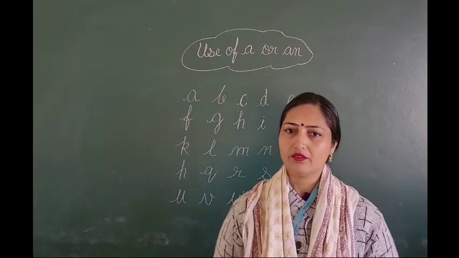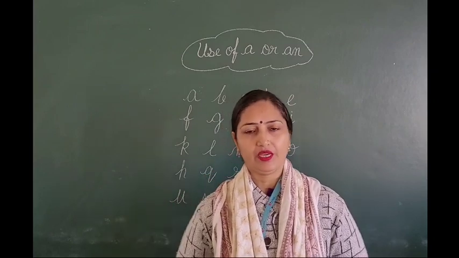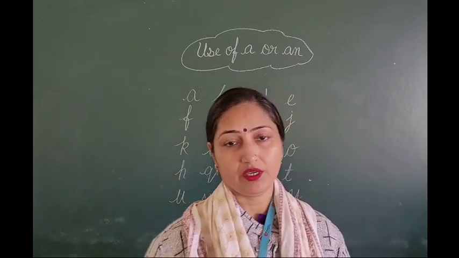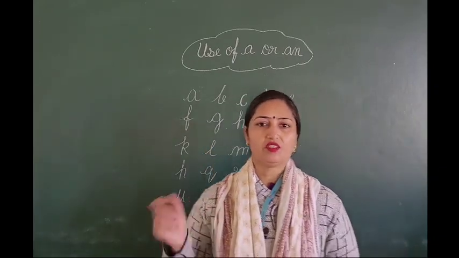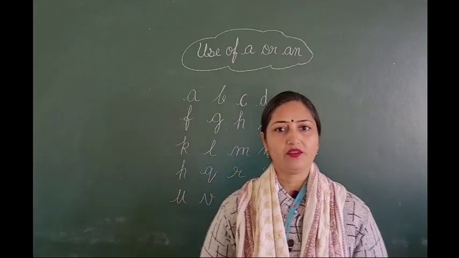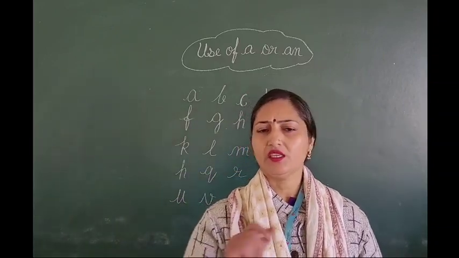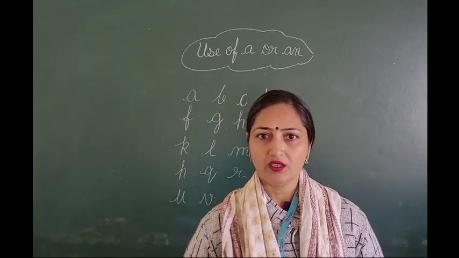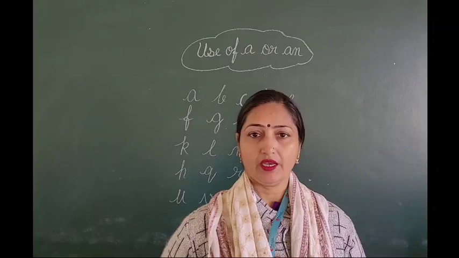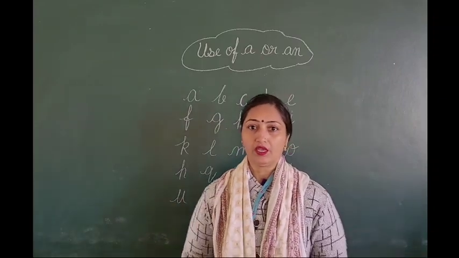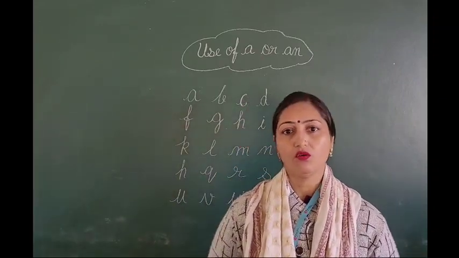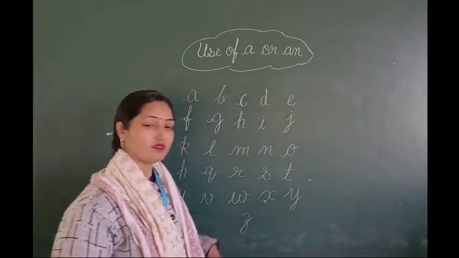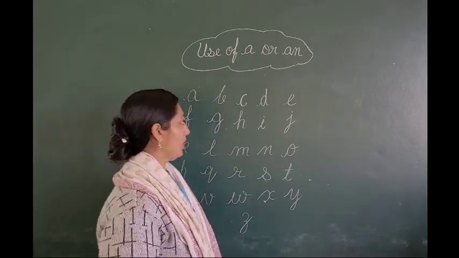Today our next concept is the article A or AN, and where we use A or AN. The remaining letters in the English alphabet other than A, E, I, O, U, are consonants. We use the letter A before a consonant, and we use AN before vowels. Now look here, there are 26 alphabets in English.